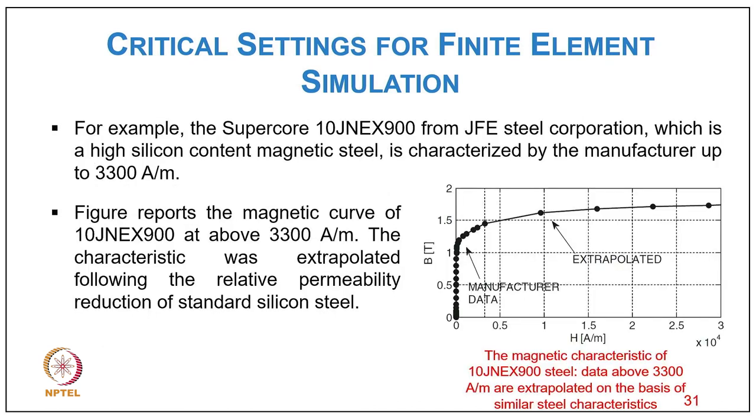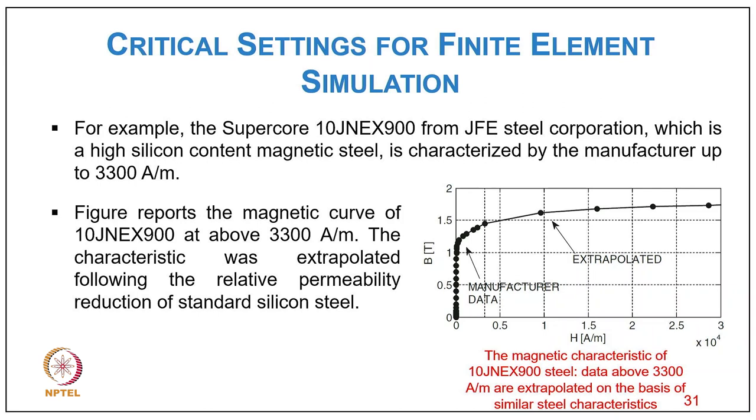For example, the Super Core 10JNEX900 from JFE Steel Corporation, which is a high silicon content magnetic steel, is characterized by the manufacturer up to 3300 ampere per meter. The figure reports here the magnetic characteristic of 10JNEX900 at above 3300 ampere per meter. The characteristic was extrapolated following the relative permeability reduction of standard silicon steel.